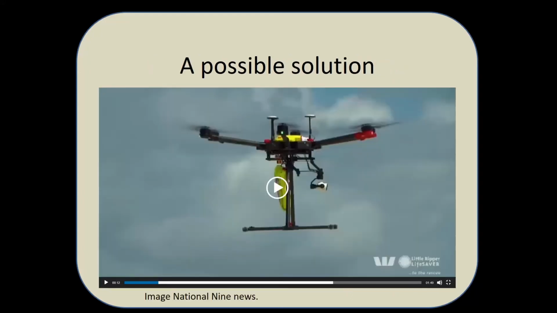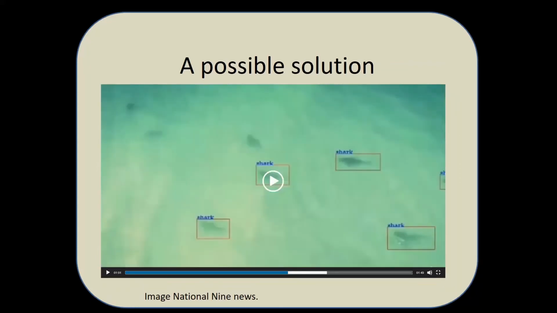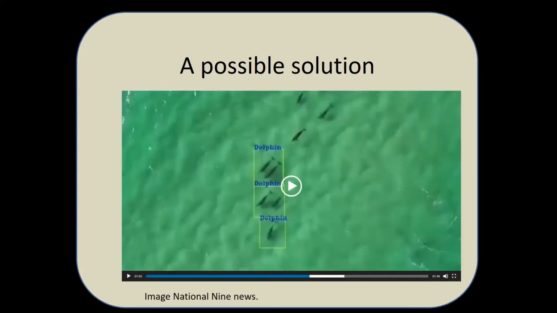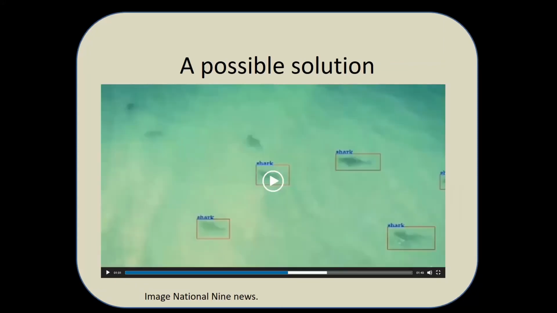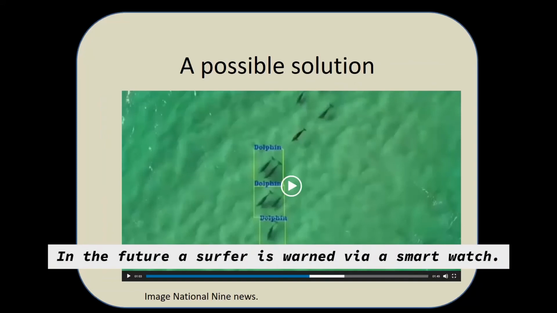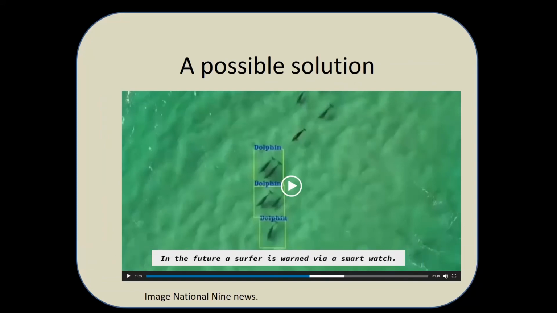Well, this solution used a drone, and you can see the drone's carrying an inbuilt camera and using that to view the water surface. And it can recognize the shark, but also the dolphins. So if it recognized the shark, it would send a message to the lifeguard, and then the lifeguard could warn the beachgoers. Oh, if it was a dolphin, everyone relax, nothing to worry about.